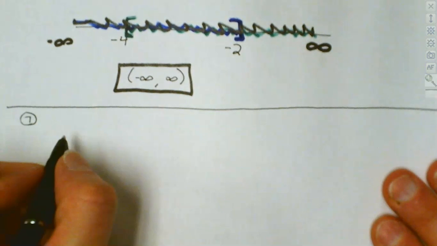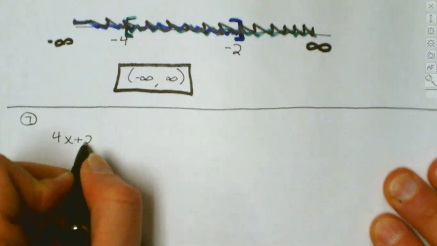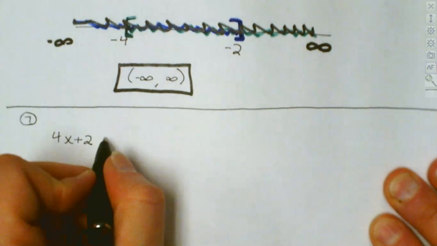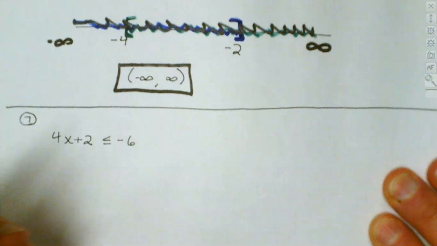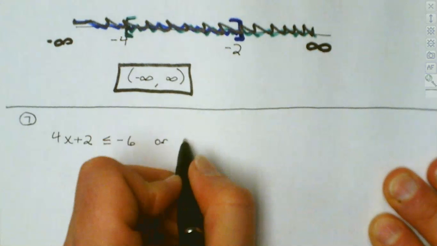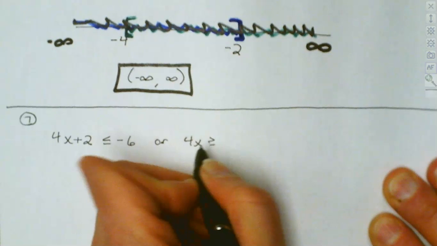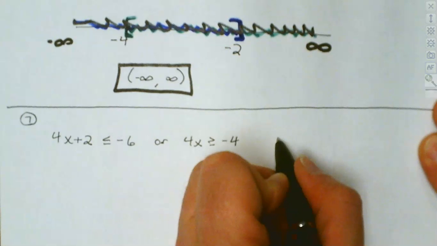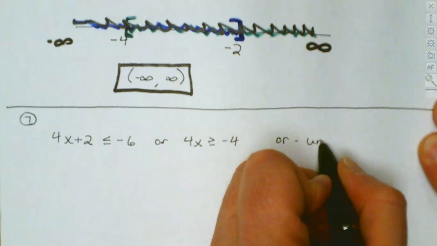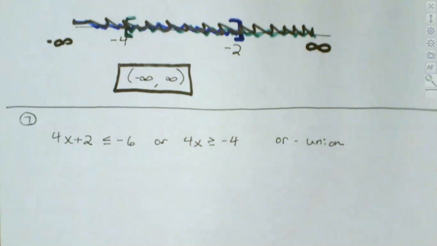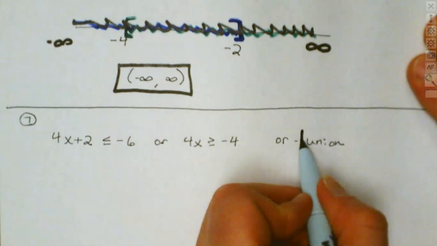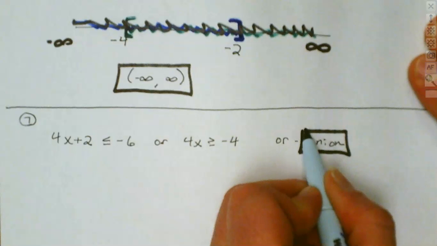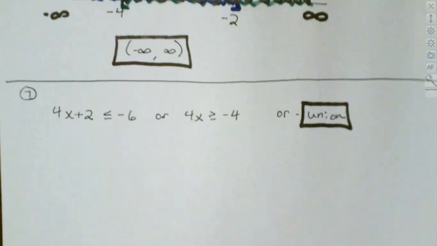In question 7, we've got 4x plus 2 is less than or equal to a negative 6, or 4x is greater than or equal to a negative 4. This is an or, so or is represented by a union. It asks for that specifically in this question, so we need to make sure we highlight the union, because it asks if it's a union or an intersection. So an or is a union.